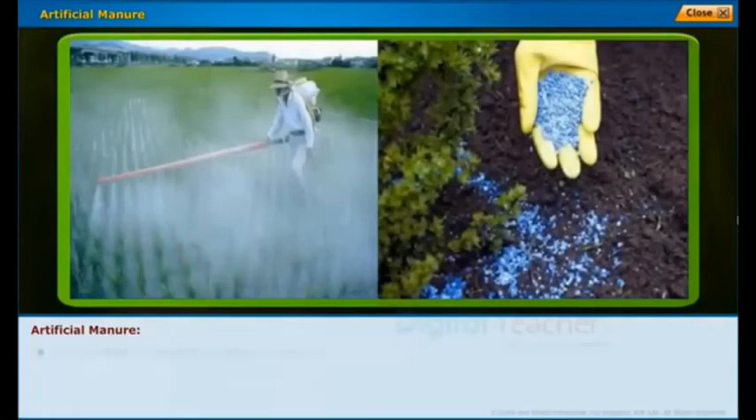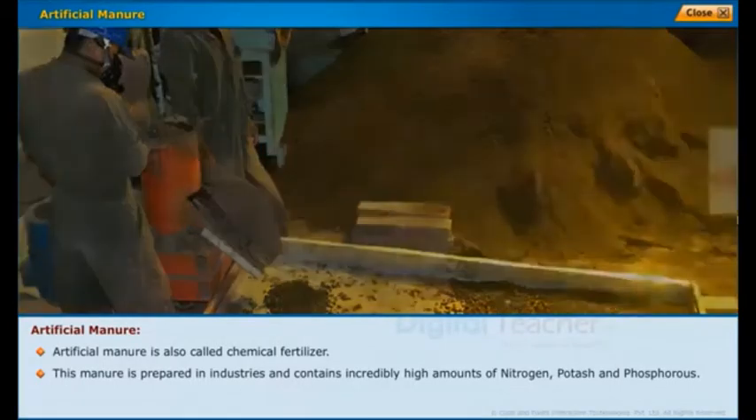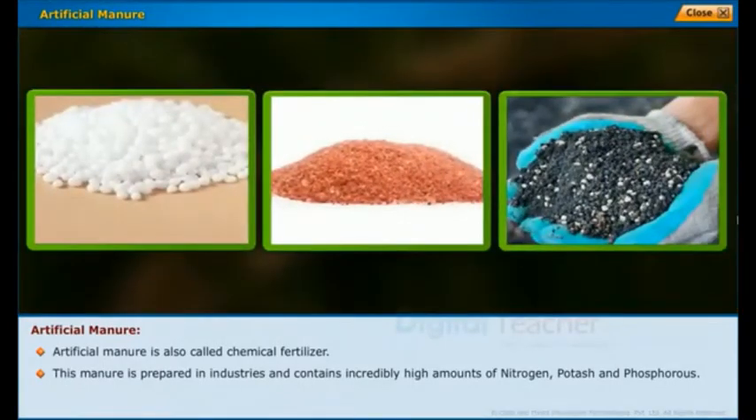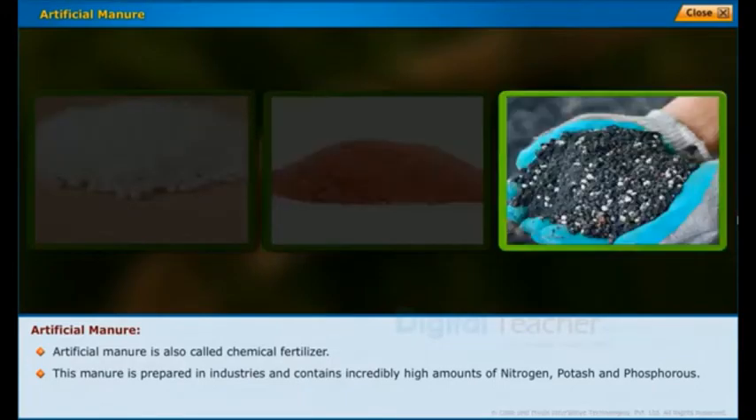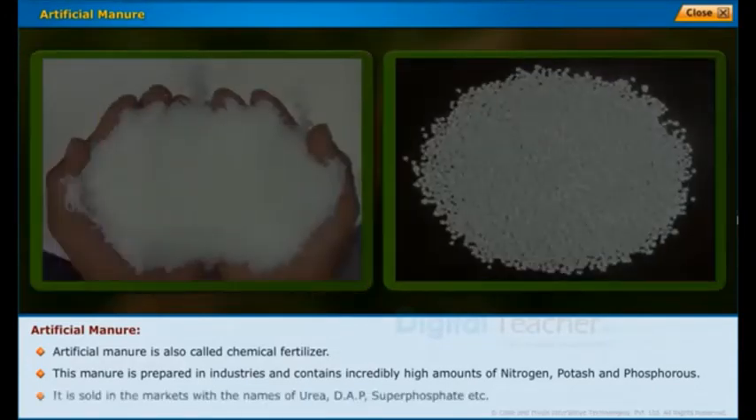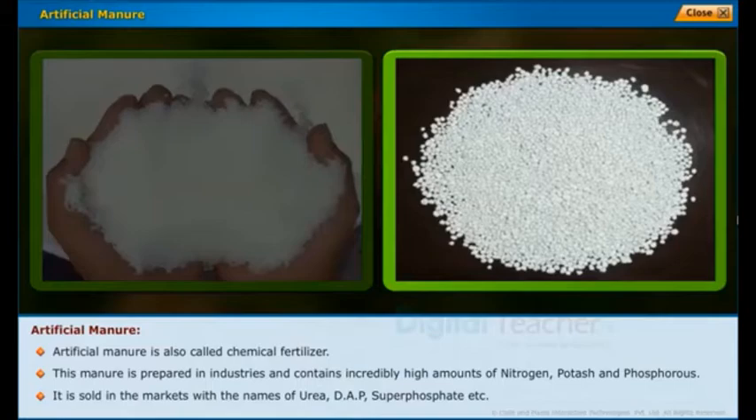Artificial manure. Artificial manure is also called chemical fertilizer. This manure is prepared in industries and contains incredibly high amounts of nitrogen, potash and phosphorus. It is sold in the markets with the names of urea, DAP, superphosphate, etc.